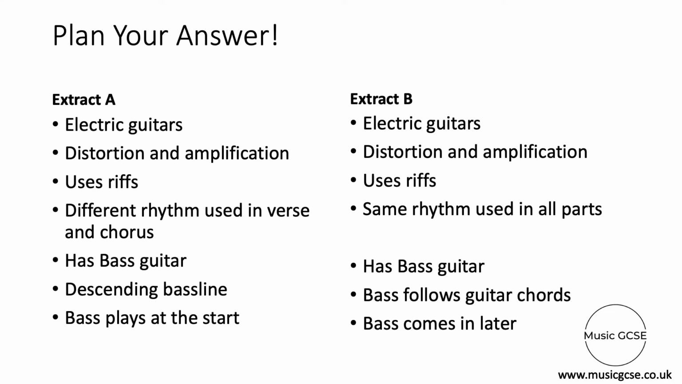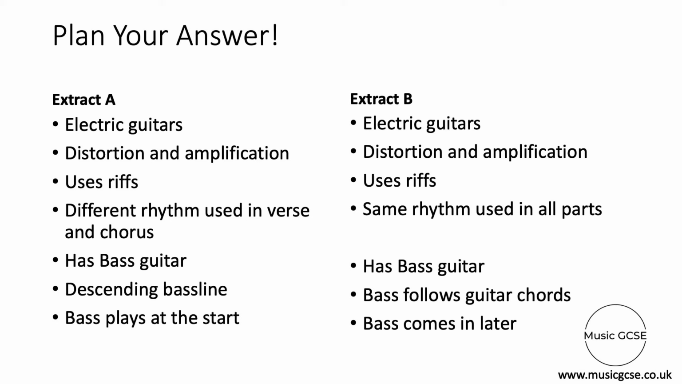Remember, nothing is too obvious in a question like this. So I wrote down that both extracts have electric guitars. I wrote down that both extracts are using distortion and amplification. Both extracts are using riffs. I wrote down that extract A is using a different rhythm in the verse and chorus, whereas extract B, it's using a very similar rhythm in all parts.